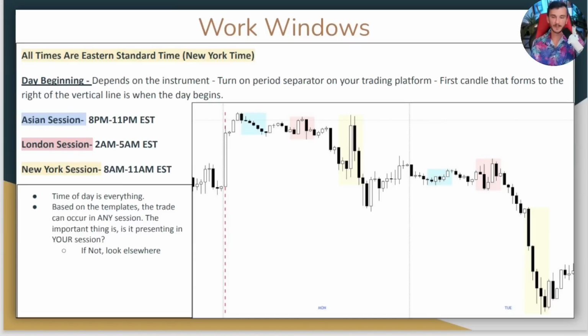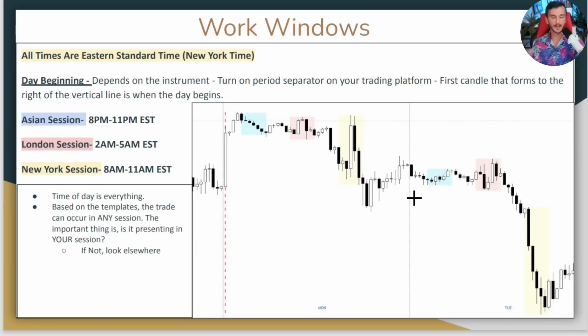So as previously mentioned, the different work window times, these are all Eastern Standard Time. If you have a problem with knowing what time that is, just Google it. The beginning of the day, so this dotted line over here is going to be a day separator. This is another day separator right here. That first candle that prints to the right is the beginning of the day. The Asian session is from 8 p.m. to 11 p.m. London session is from 2 a.m. to 5 a.m. And the New York session is from 8 a.m. to 11 a.m. Now, in other systems, those times might be slightly different, but these are the ones that I personally use, and it's always worked pretty well for me.